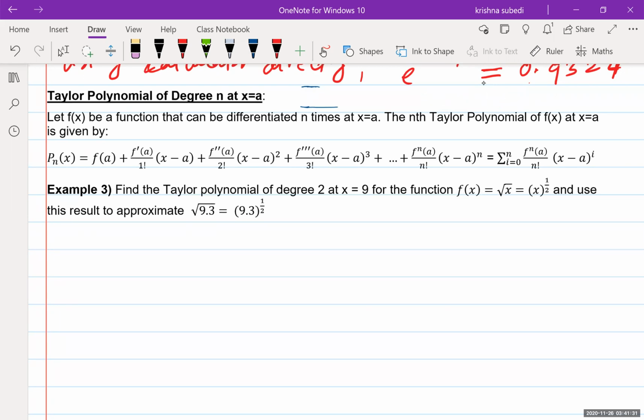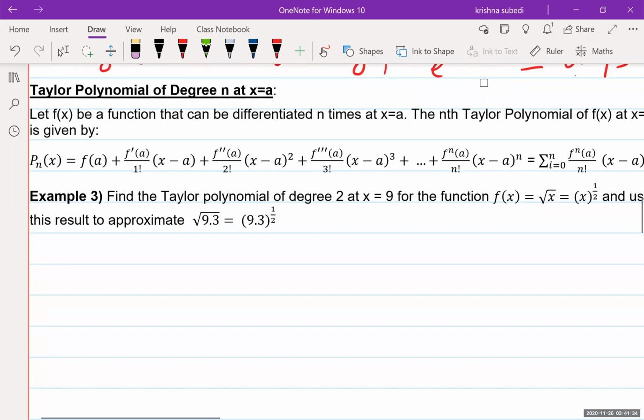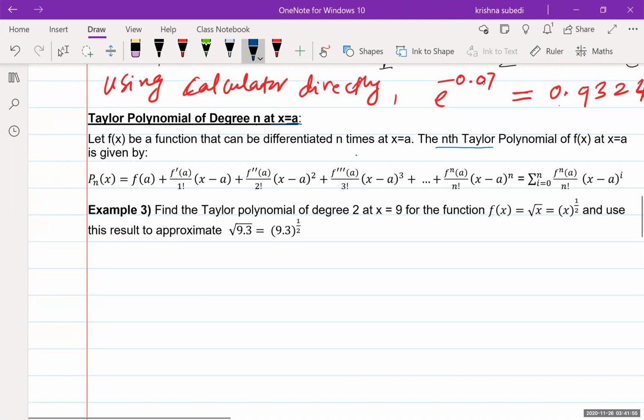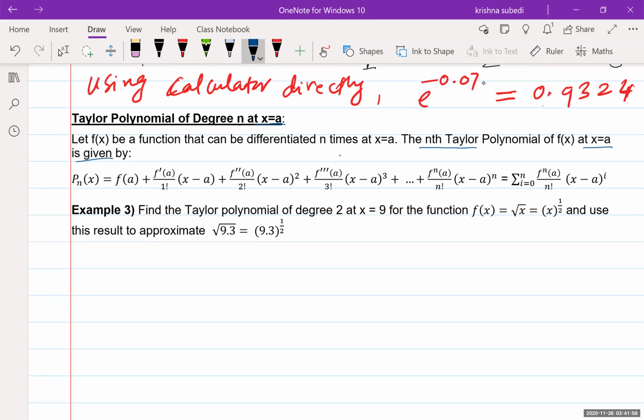So that's what we're going to do. We call it the general Taylor polynomial of degree n at x equals a. Okay, it's general Taylor polynomial. So let f of x be a function that can be differentiated n times at x equal to a. The nth Taylor polynomial of f of x at x equals a is given by, instead of 0, we just plug in a there. So f of a plus f prime of a over factorial 1 times x minus a, plus f second derivative of a over factorial 2 times x minus a squared, and it goes like that.